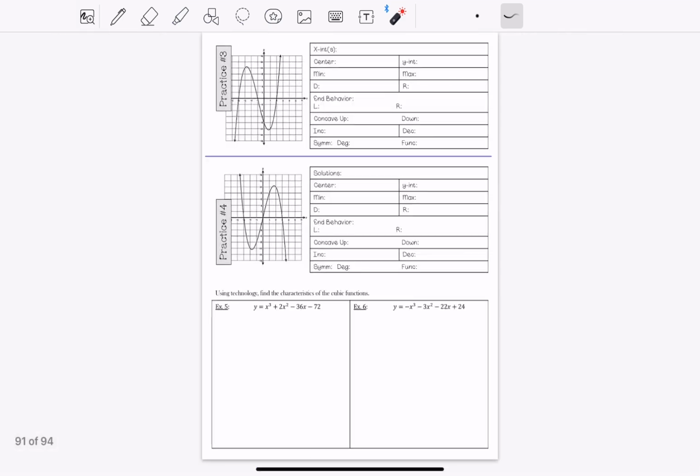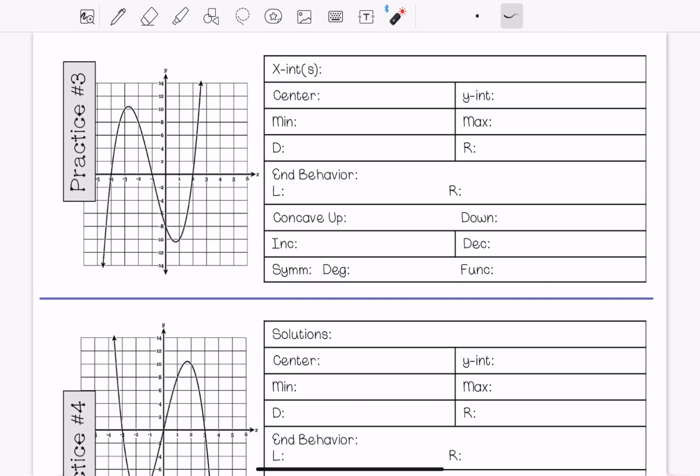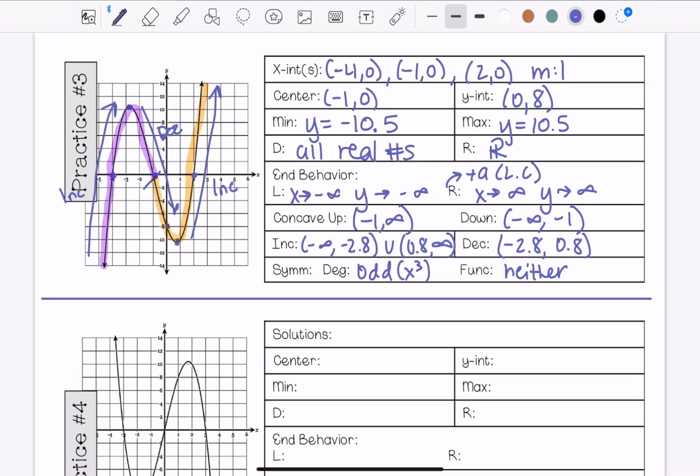Go ahead and look at the next page. And we're going to do practice number 3 as well. So go ahead and pause, and then I'll cover it in just a second. Go ahead and check your answer for practice number 3.